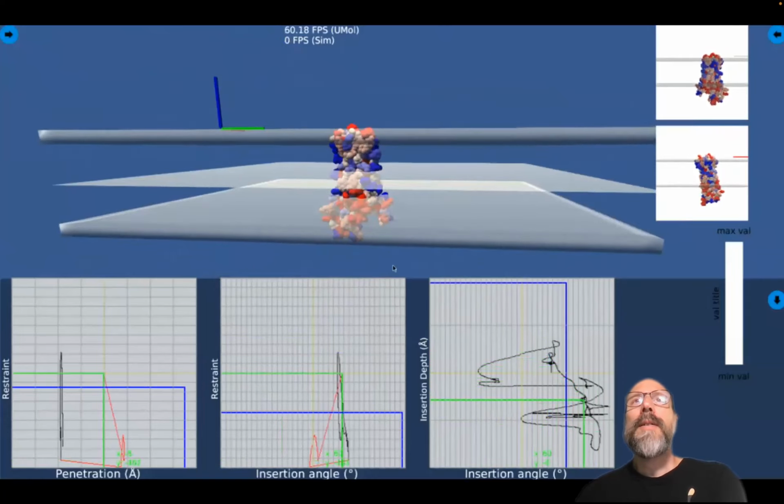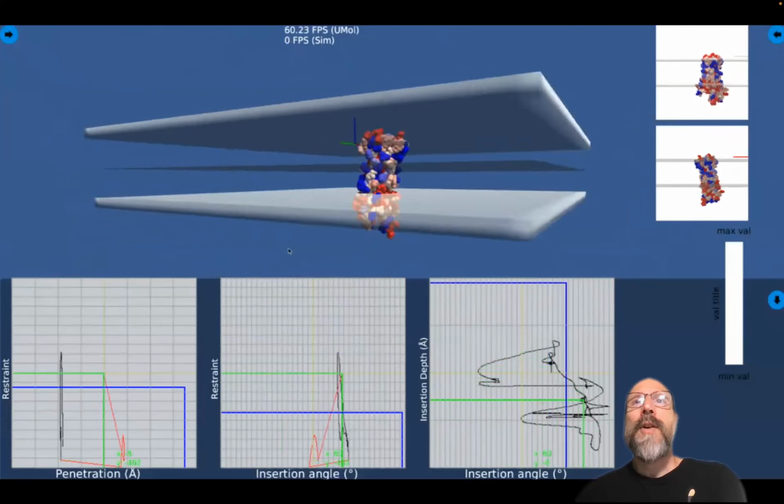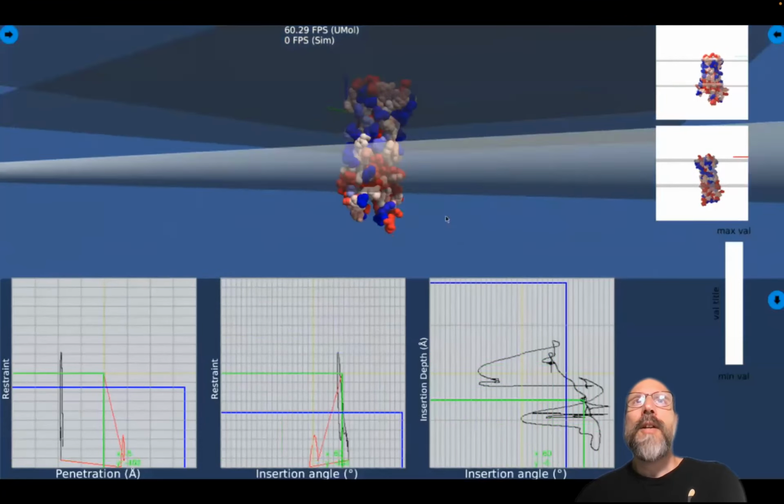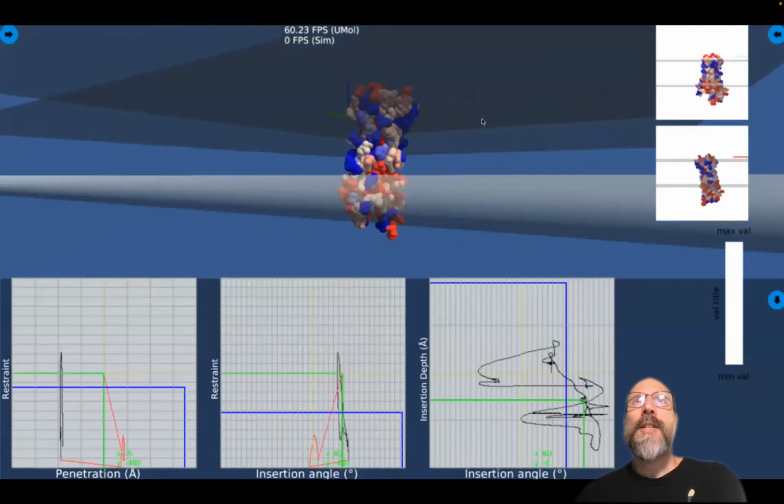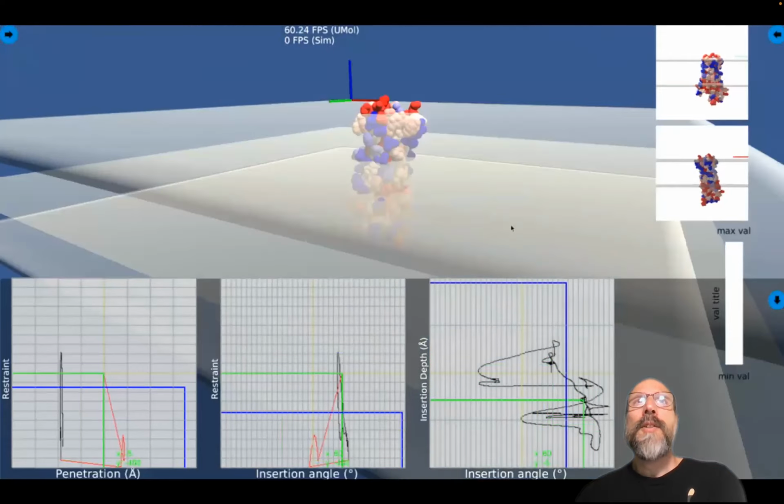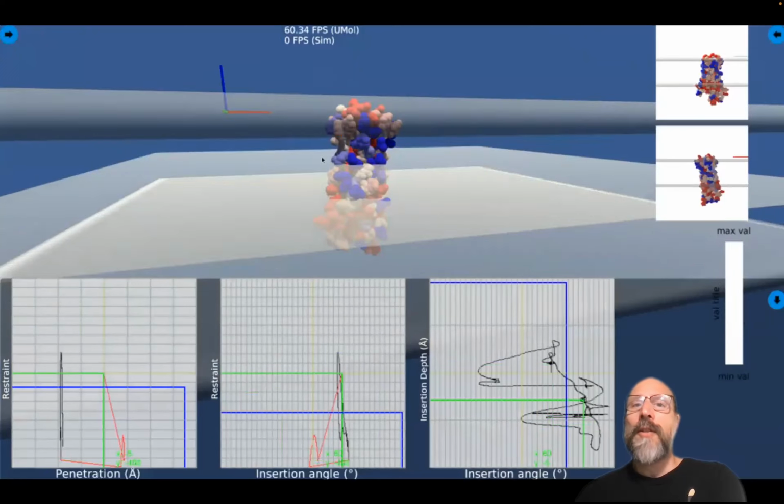Okay. And I managed to find a relatively straight insertion actually. So let's stop here with this empty membrane insertion example.